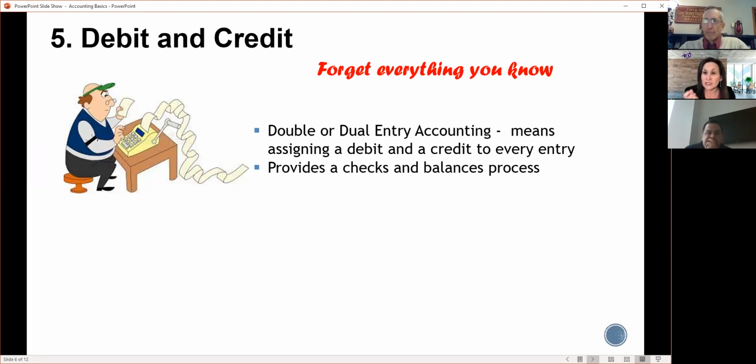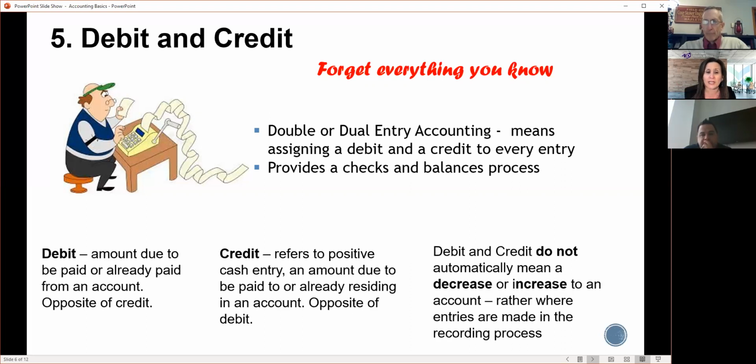And since accuracy is so important, they created a system to do checks and balances. And that's where the idea of the debit and credit came from. Because in accounting, the definitions for debit and credit are actually pretty simple. Debit is just an amount due to be paid or already paid from an account, and credit refers to a positive cash entry, sort of the opposite of debit.